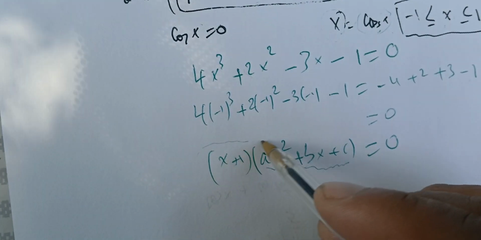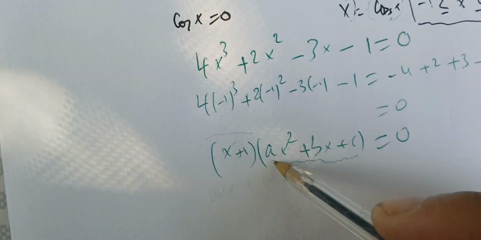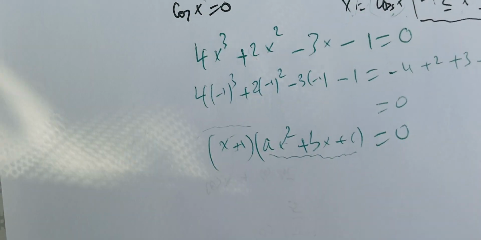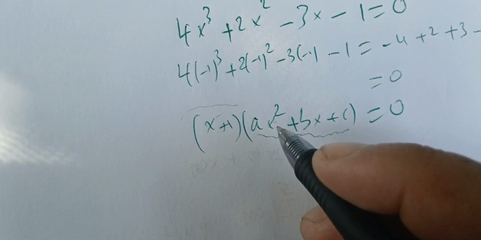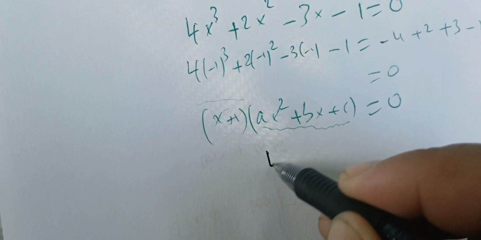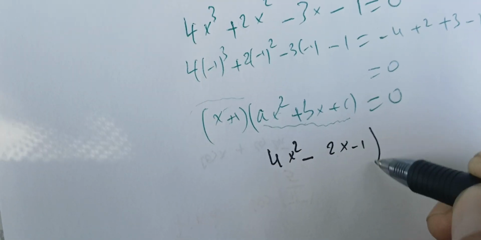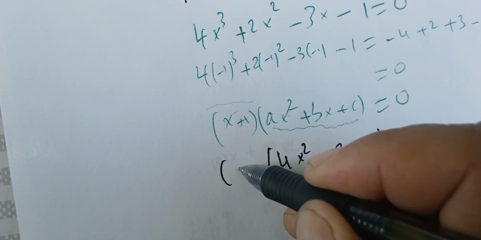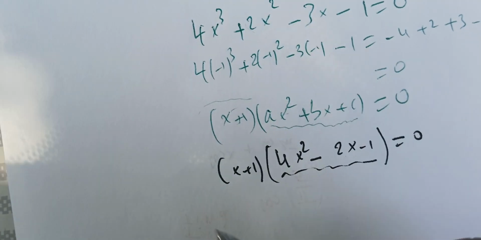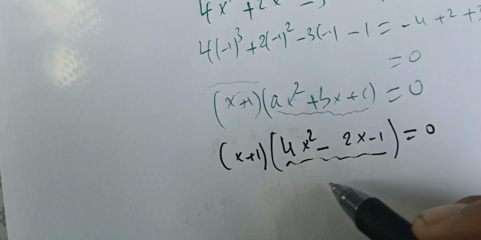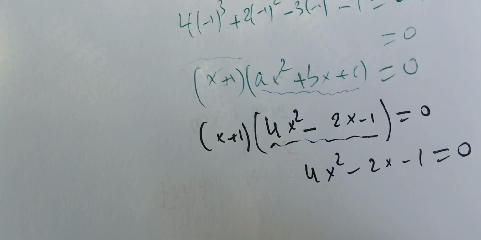Therefore, if I do identification, I multiply everything and I get the coefficients. I did that and I get it somewhere. I get 4x squared minus 2x minus 1 is 0. Okay, so therefore I need to solve this one here. So here I have 4x squared minus 2x minus 1 is 0.